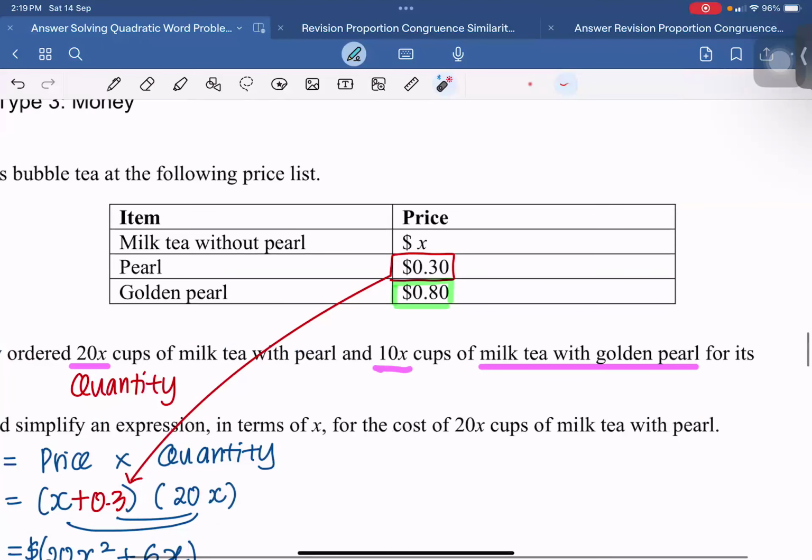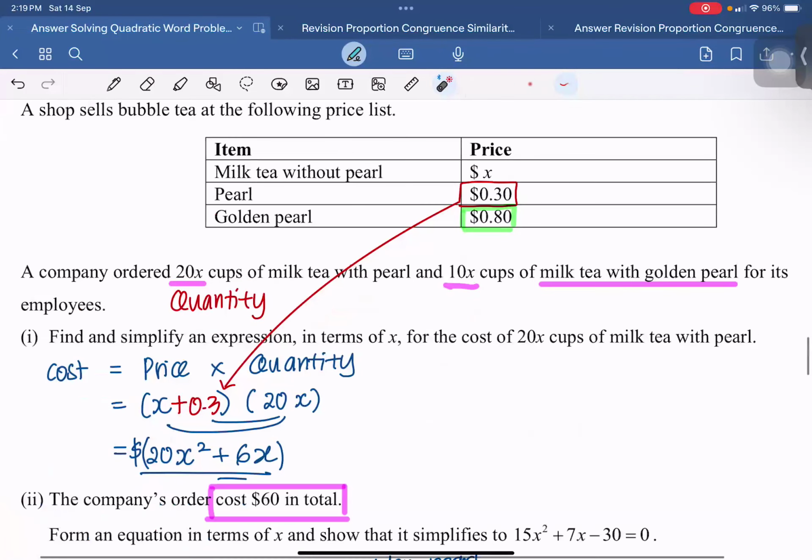Anyone? Milk tea plus golden pearl, how much would it be? If you're shy, you can type out the answers to me. Okay, nobody gave me an answer. Ariane, what's the price for milk tea with golden pearl? X plus 0.80. Correct. Thank you. Thank you, Gerard, as well, for typing out the answer. So the price for milk tea with golden pearl will be X plus 0.8.